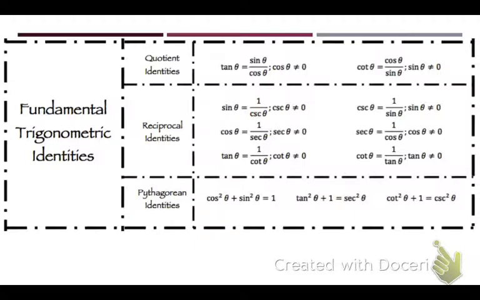Okay, then the Pythagorean identities: cosine squared plus sine squared equals 1. Then tangent squared plus 1 equals secant squared. Then cotangent squared plus 1 equals cosecant squared. And that's what we're going to use to do a whole bunch of stuff. So you need to try your very best to memorize these because you will use them a lot this unit, and you're going to use them next year if you end up taking calculus. Okay?